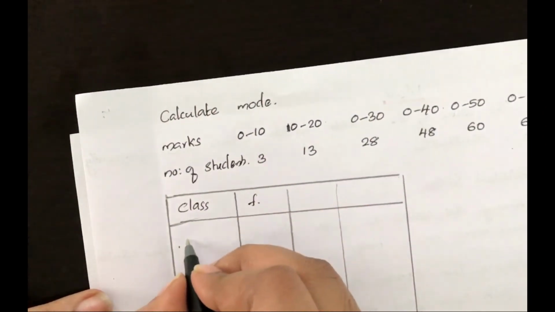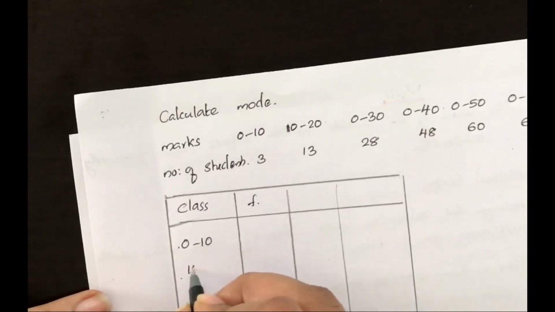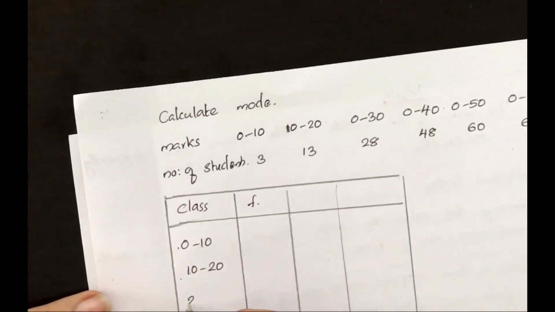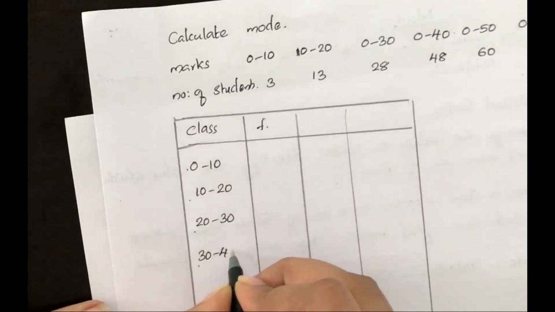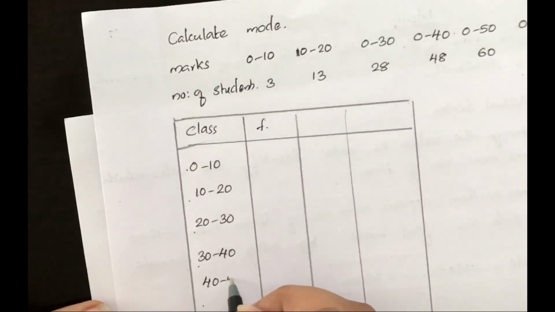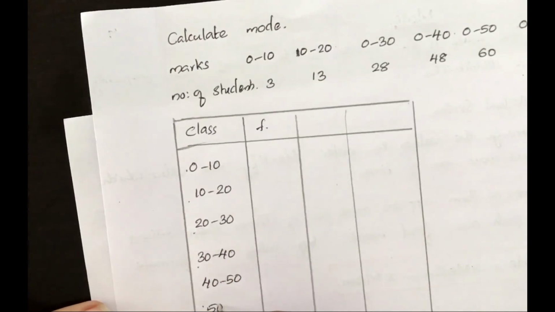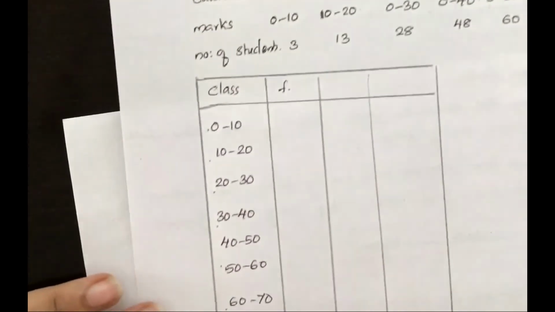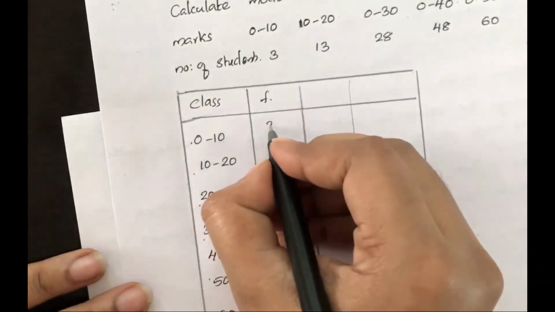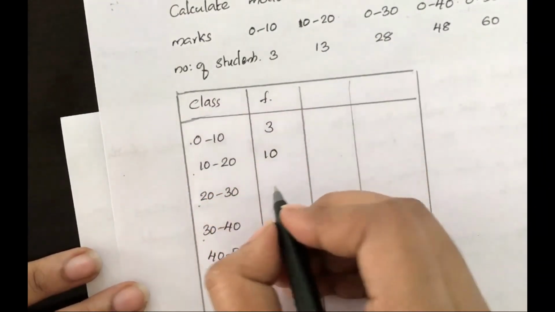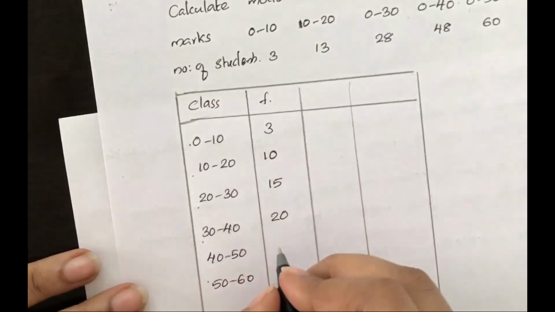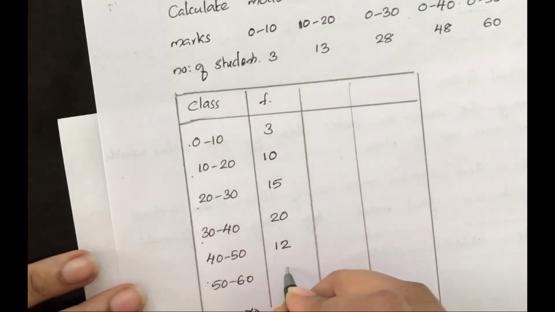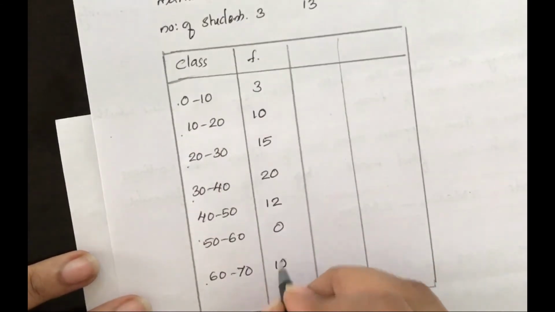So before that, class and frequency. Class is 0 to 10, 10 to 20, 20 to 30, 30 to 40, 40 to 50, 50 to 60 and 60 to 70. Frequency 3, 10, 15, 20, 12, 0, 10.